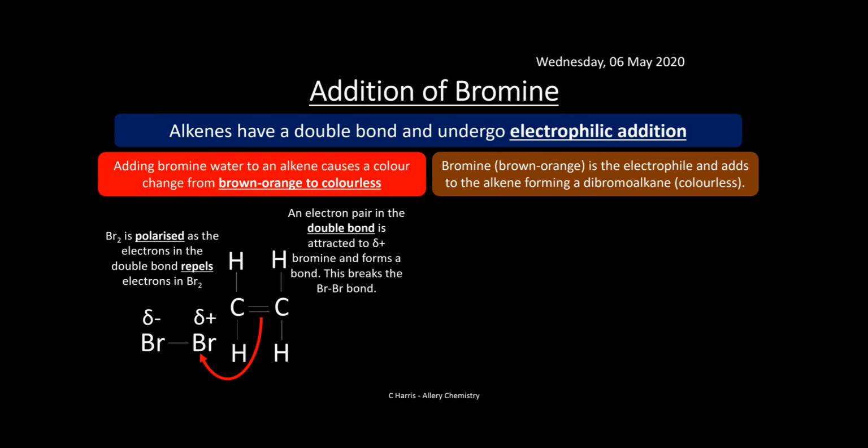So here it is. Remember the curly arrows always show the direction of electron transfer. So the electrons in that double bond are moving towards that delta positive bromine. Make sure you're drawing arrows correctly. Again, look back at year one notes, look back at the year one videos on an introduction to mechanisms, because that's very important, you need to know how a mechanism works. But it's moving from that double bond into the bromine there, and the effect of that is going to break that bromine-bromine bond.